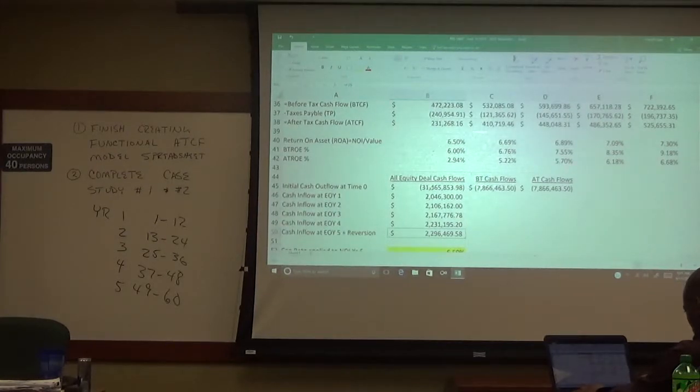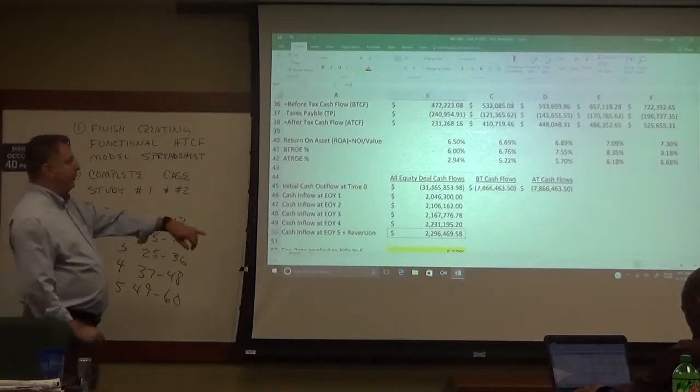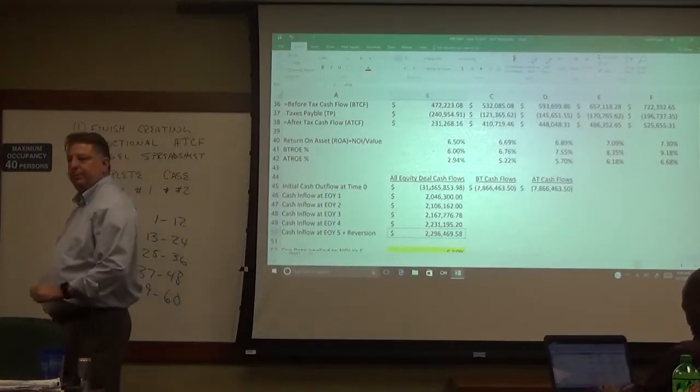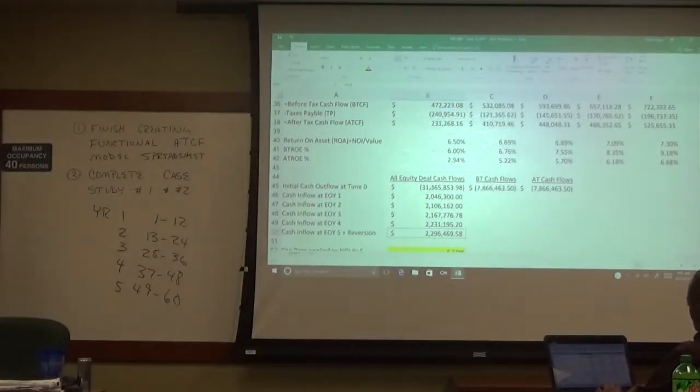Okay? Now the value there in B50 is not going to match up initially because we have to add it to something. We have to add the reversion value. But go ahead and get to the point of where you're matching up with me on those numbers. Okay?